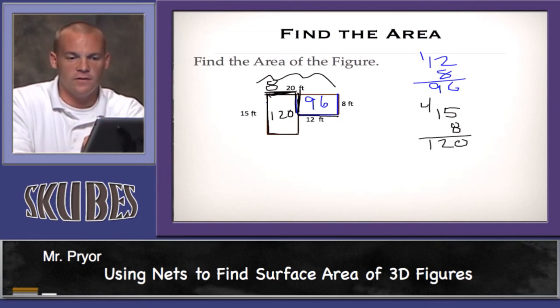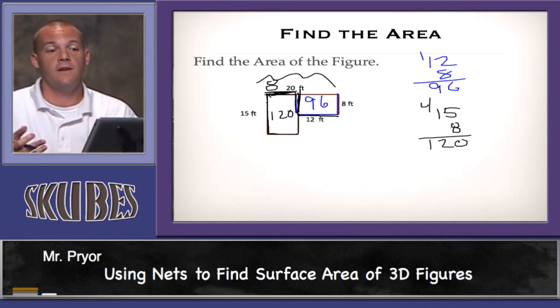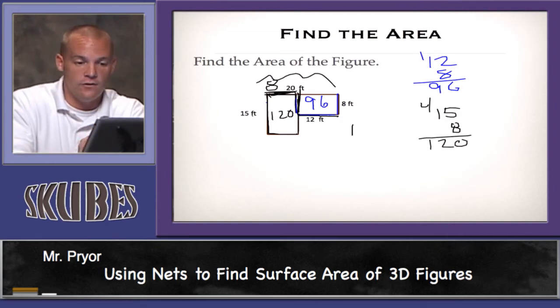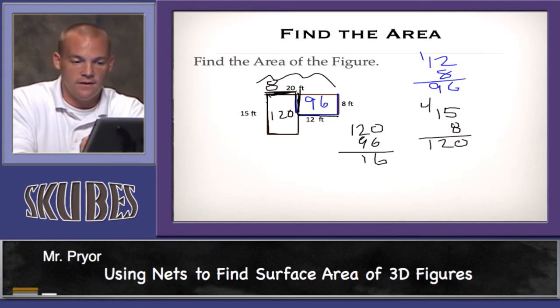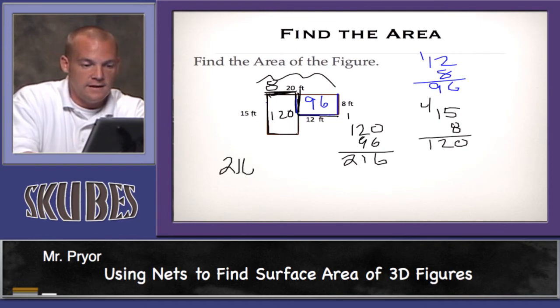All right, so then to finish off this problem, if we want to find the area of the entire figure, we're going to add those two together. And you get 6, 9 plus 2 is 11, carry the 1, and then a 2. And you finish up with 216 feet squared.